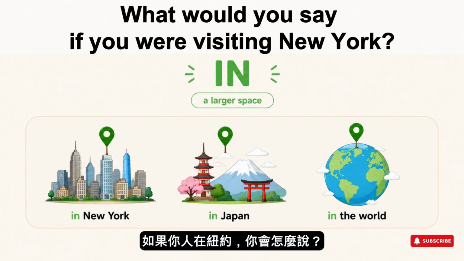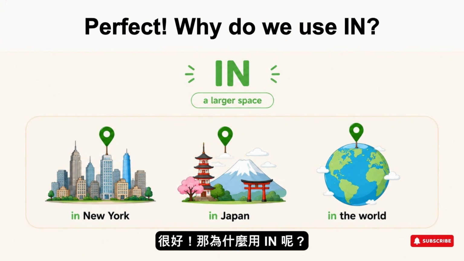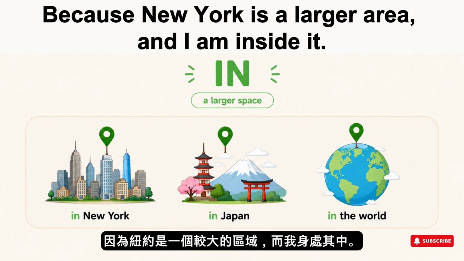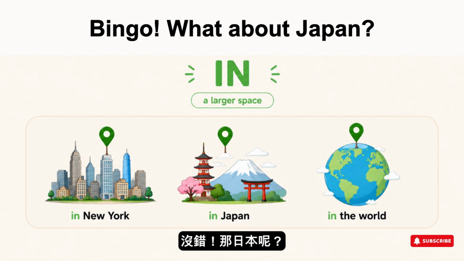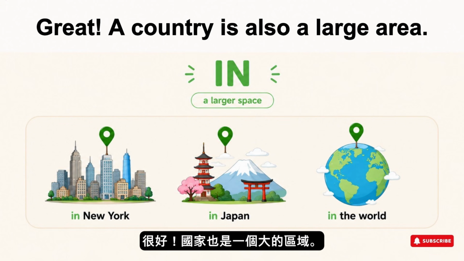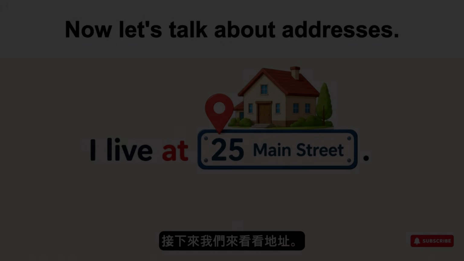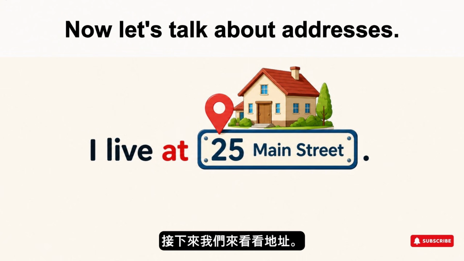What would you say if you were visiting New York? I am in New York. Perfect. Why do we use in? Because New York is a larger area, and I am inside it. Bingo. What about Japan? I am in Japan. Great. A country is also a large area. So, at is for a point, and in is for a larger area. That's the key. Now let's talk about addresses.